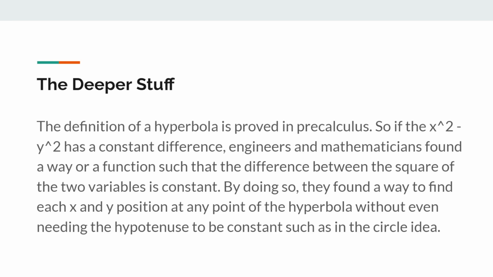By doing so, they found a way to calculate each x and y position at any point of the hyperbola without even needing the hypotenuse to be constant, which is pretty genius because before, with the x squared plus y squared definition, we just assumed that the hypotenuse was 1 in the unit circle, such that sine theta is always just going to give you x. Because the hypotenuse times sine theta always gives you the x component, but because the hypotenuse is 1, hypotenuse times sine theta is just equal to 1 times sine theta. So that's how they defined it.